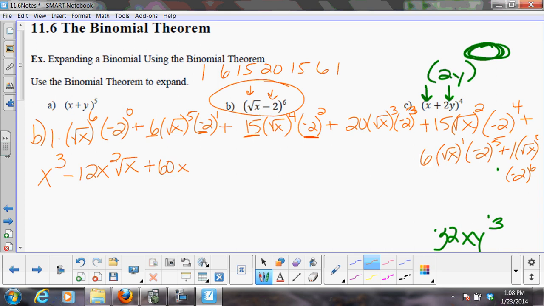Square root x to the 4th is just x squared. Then we have negative 2 to the 3rd, which is negative 8 times 20, so negative 160. And then square root x cubed, you can factor out an x and leave one x inside. And then we have 15 times negative 2 to the 4th, which comes out to be positive 240. And the square root of x squared is just x. Then we have 6 times negative 2 to the 5th, which comes out to be negative 192. Square root x is with it. And then negative 2 to the 6 is 64.